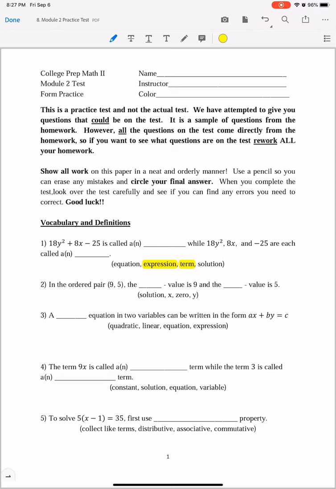In the ordered pair 9, 5, the x value is the 9, and the y value is the 5. So it's always x comma y. Number 3, a blank equation in two variables can be written in the form of ax plus by equals c. That is linear. Those make your straight lines.